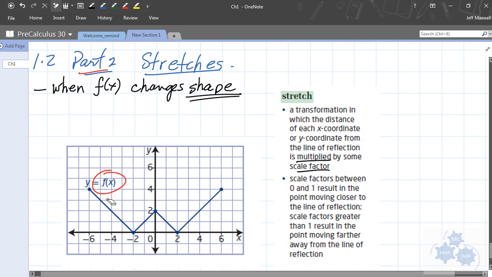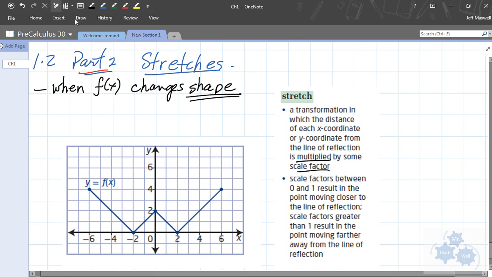So this shape right here, this function right here, looks like a W, right? If we are going to use a scale factor, and this little note down here, what does this say? Scale factors between 0 and 1, so that's like a fraction, bring the points closer to the line of reflection. The scale factors that are greater than 1 move them further away. Now, I don't put a whole lot of stock in this because it's kind of confusing until you go through a few examples, and I want to show you how that works, okay?